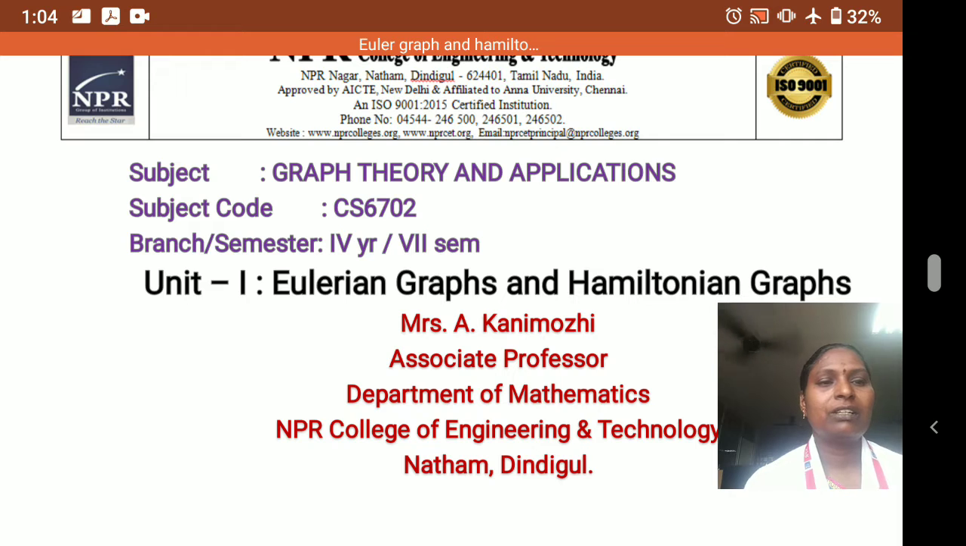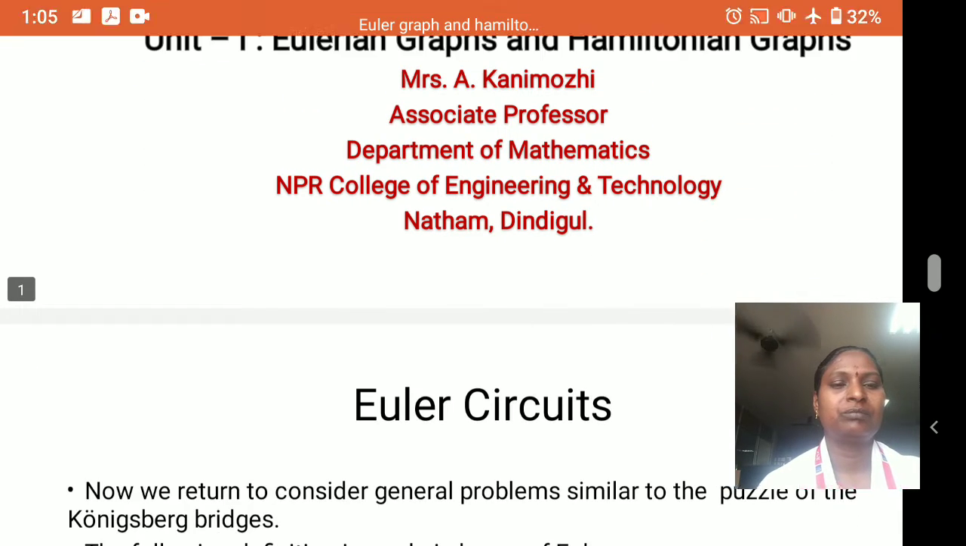So already we had graphs, the definition of graphs, the examples, the isomorphism of graphs. Next one is connected components. What is connected, what is components, etc. Already we have seen in the previous videos. Now we are going to see about Eulerian graphs and Hamiltonian graphs.